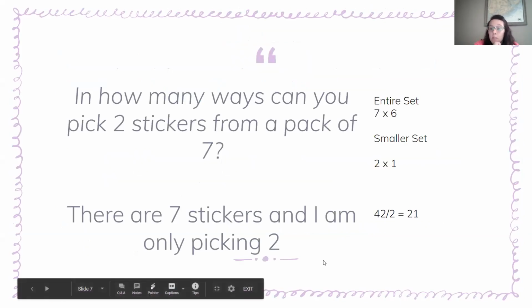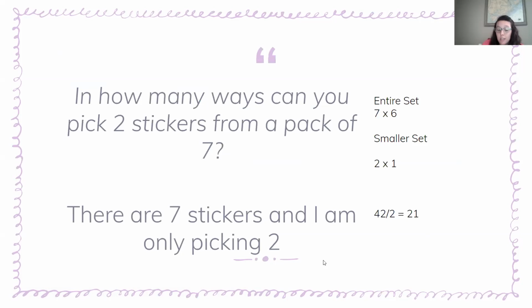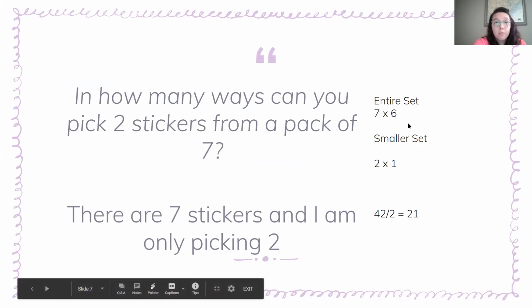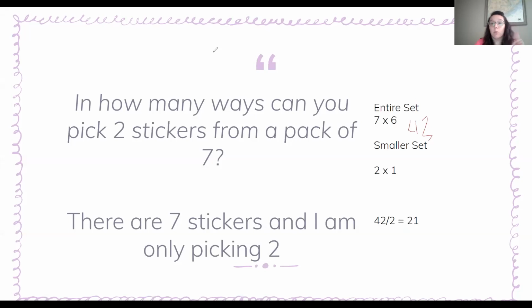And just one last example for you to think about, and I know you don't have a sheet for this, but this is one of the questions off of the sheet that you would have had. So it says, in how many ways can you pick 2 stickers from a pack of 7? So there are 2 stickers and you're only picking 2 of them. So using that one method, it was method 2 from one of the first slides. So the entire set, I have 7 stickers to pick from. After I've picked one of them, I now have 6. So the entire set that I have would be 42. So I have 42 since I'm only picking 2 stickers.